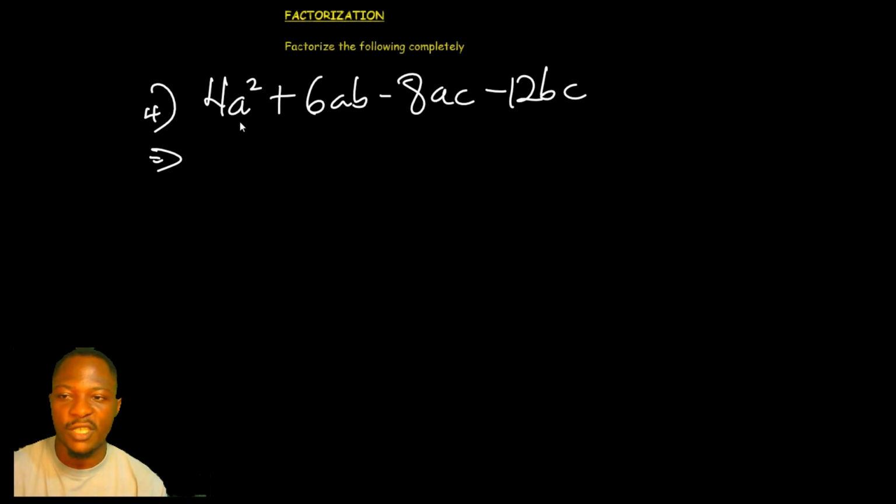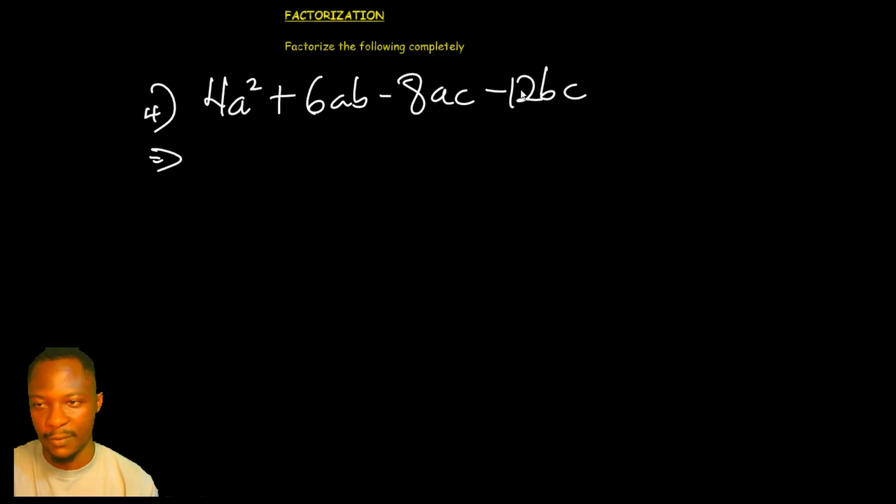Okay, now in the fourth expression we have 4a squared plus 6ab minus 8ac minus 12bc. As I said, we have to put the first two terms inside a bracket and also the last two terms inside a bracket. But before you put them inside the bracket, you must check whether you have a common factor between them. Here, as you can see, a is a common factor, and also there's a common factor between 4 and 6. So we can go ahead and then over here c is a common factor, and also there's a common factor between 8 and 12.